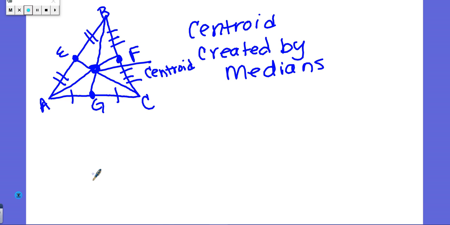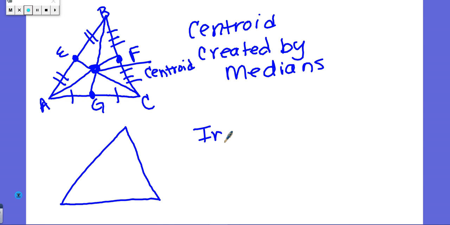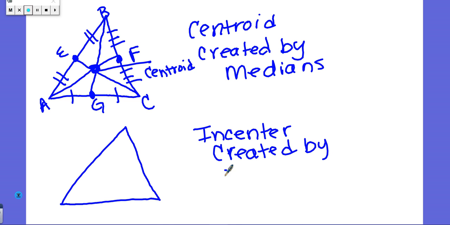All right, so next we're going to do our incenter. So I'm going to draw a triangle and we're going to do our incenter. Now, how is the incenter created? The incenter is created, I have a whole song on this, so maybe I'll share the song with you guys one day. The incenter is created by angle bisectors.